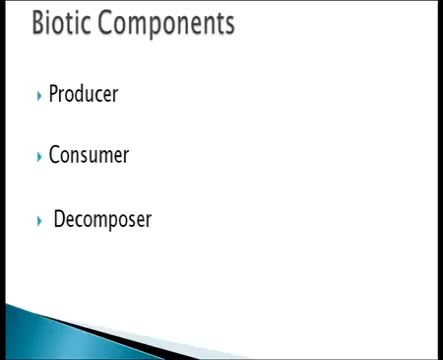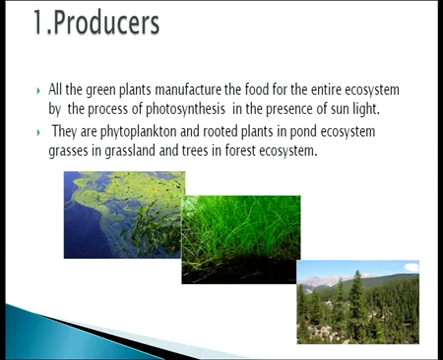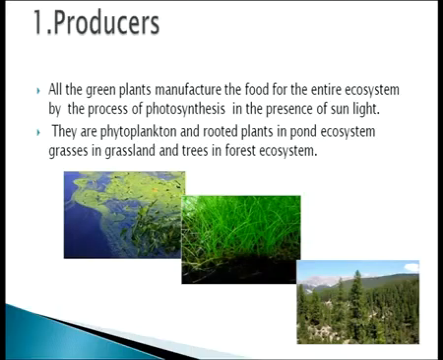The biotic components of an ecosystem are the producers, consumers and decomposers. Now, what are producers? All the green plants that manufacture food for the entire ecosystem by the process of photosynthesis in the presence of sunlight are the producers. They are also called as autotrophs. In an aquatic ecosystem, they are the phytoplanktons, rooted plants, and on the terrestrial ecosystem, these are the grasses in the grassland and forest and trees in the forest ecosystem. The producers or the autotrophs make the food for the consumers.